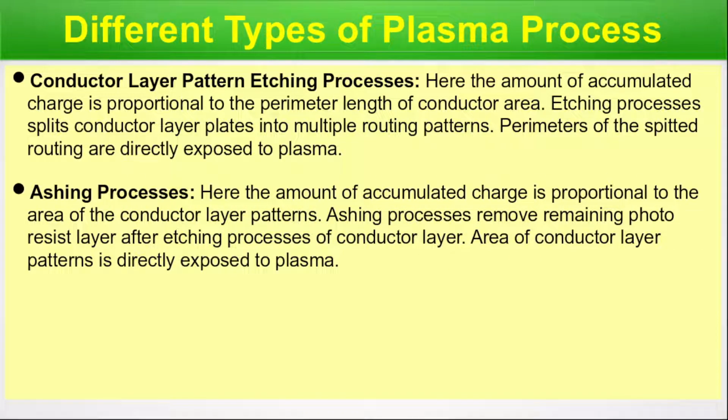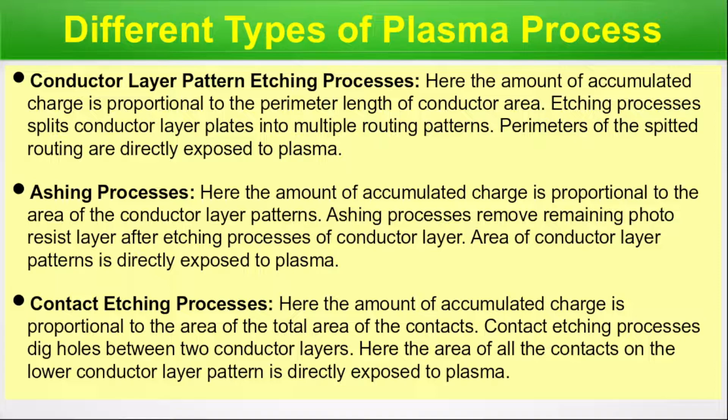Next, the ashing process. Here the amount of accumulated charge is proportional to the area of the conductor layer patterns. The ashing process removes remaining photoresist layers after etching processes of a conductor layer. The area of the conductor layer pattern is directly exposed to plasma. Can you spot the difference? In the first one, the perimeter was exposed to plasma. Here the area is exposed to plasma.